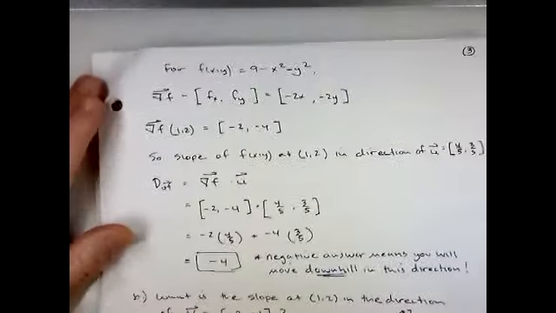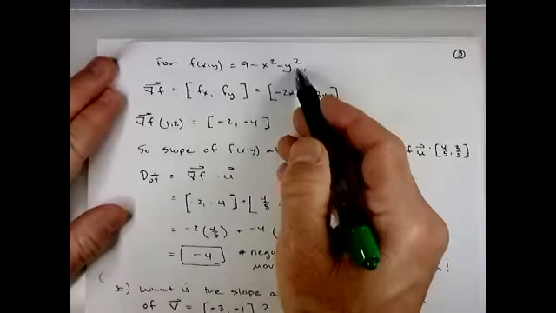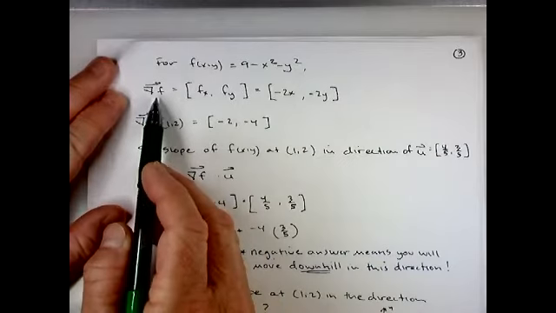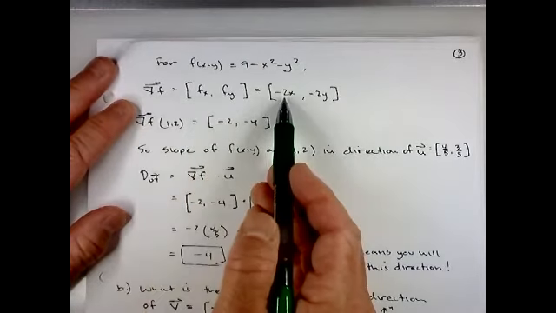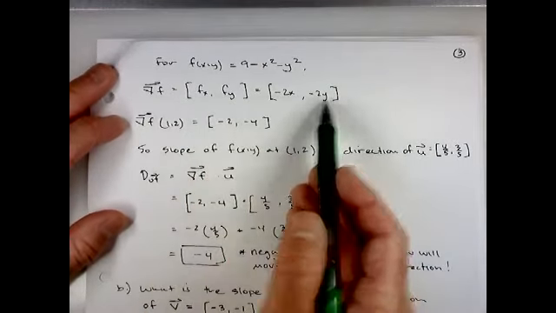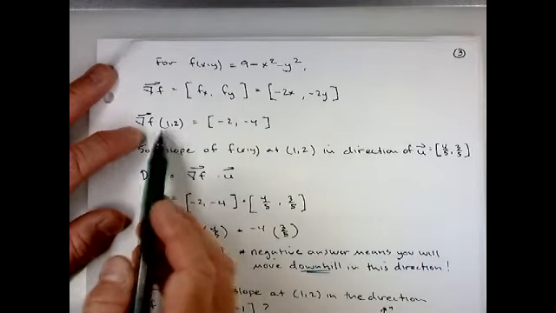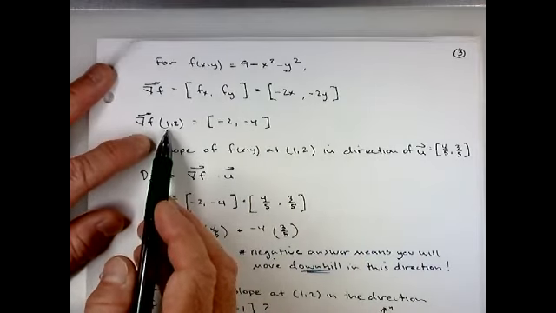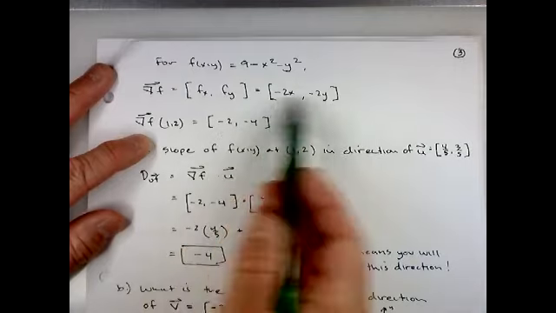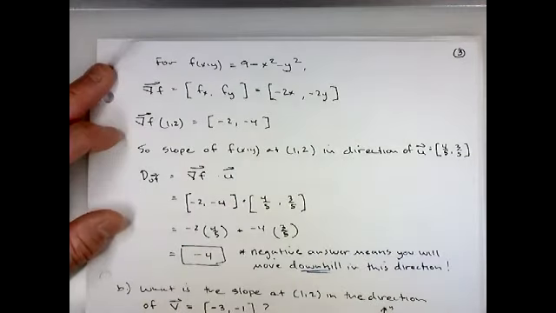Okay, so here we go. This was our mountain equation. Our gradient vector, made up of the two partial derivatives, is just -2x, -2y. And I would want to evaluate it at my point. We were at the point (1, 2). So if I plug that in for x and y, I get -2, -4.